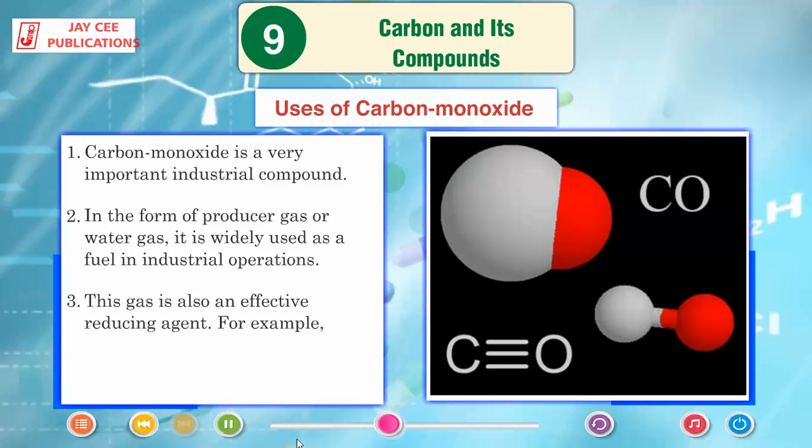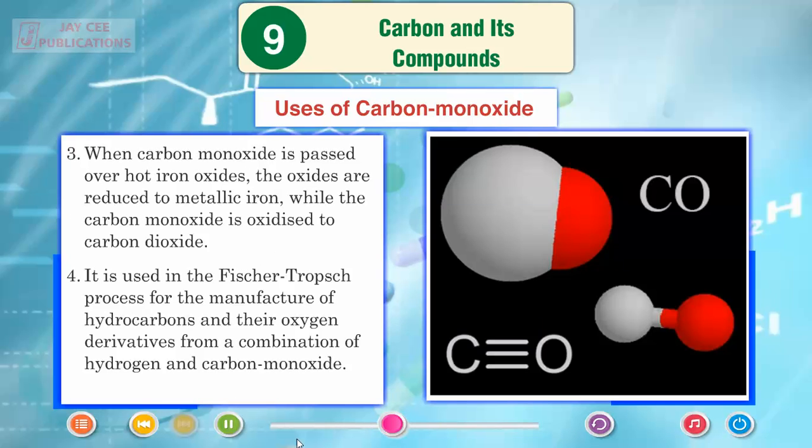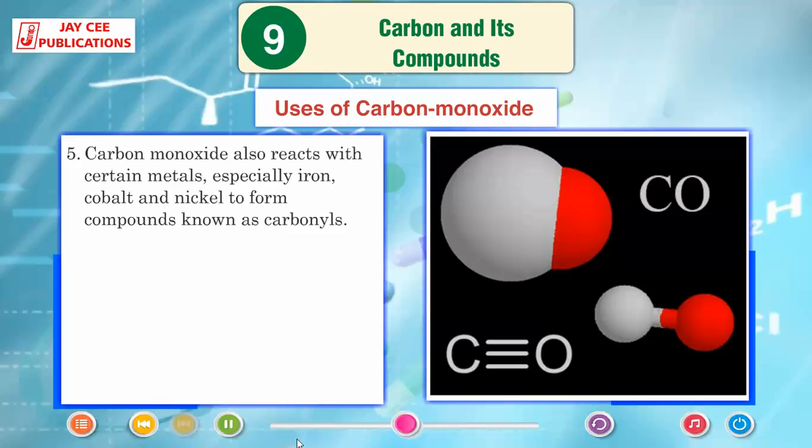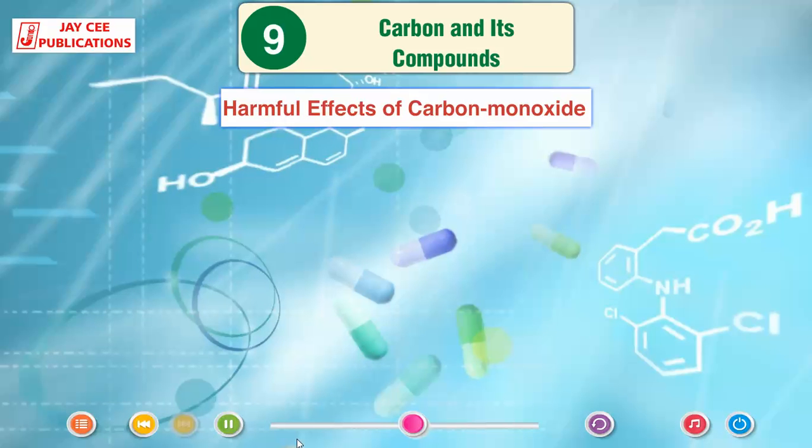This gas is also an effective reducing agent. For example, when carbon monoxide is passed over hot iron oxides, the oxides are reduced to metallic iron while the carbon monoxide is oxidized to form carbon dioxide. It is used in the Fischer-Tropsch process for the manufacture of hydrocarbons and their oxygen derivatives from a combination of hydrogen and carbon monoxide. Carbon monoxide also reacts with certain metals, especially iron, cobalt and nickel, to form compounds known as carbonyls. Harmful effects of carbon monoxide.